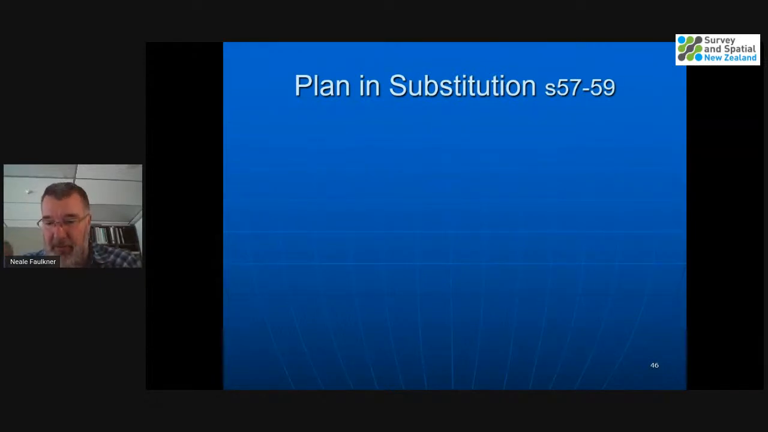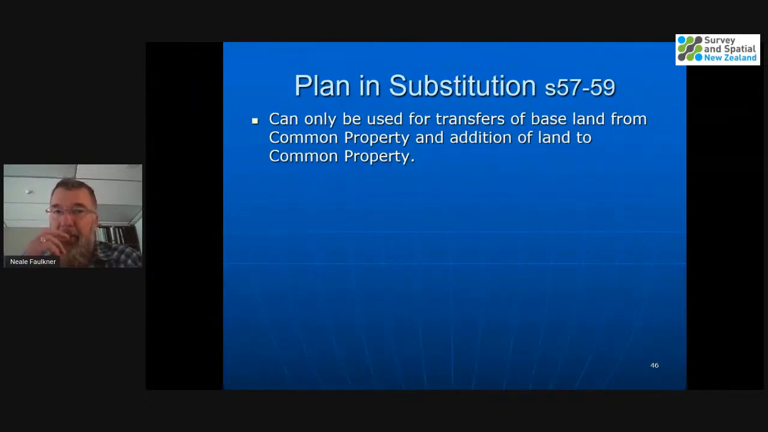What's a plan and substitution? It's covered under sections 57 and 59. Basically, you use a plan and substitution when you are acquiring some land outside the development, the completed development.